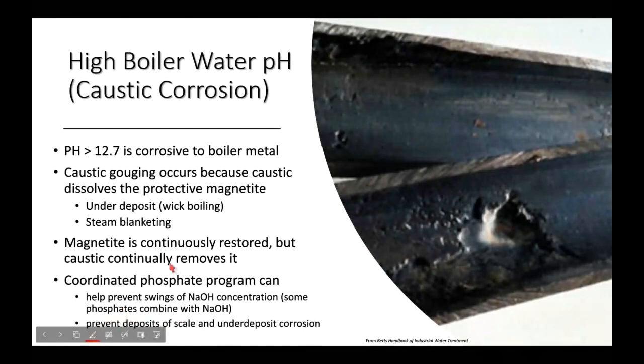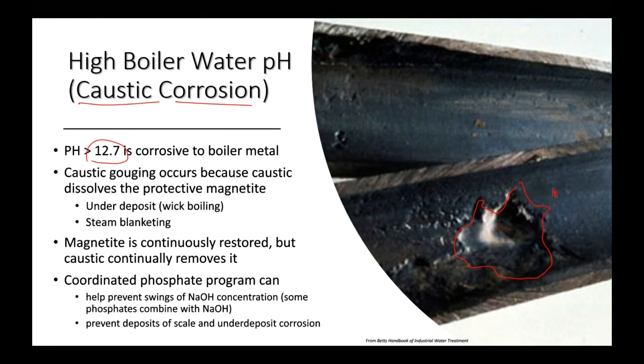Now, what else we got here in corrosion land? So this is the high pH business. This is the caustic corrosion. And here is an under deposit. The deposit's been removed so you can see the corrosion, right?